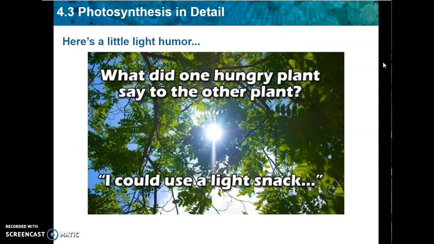Here's a little light humor. What did one hungry plant say to the other plant? I could use a light snack.